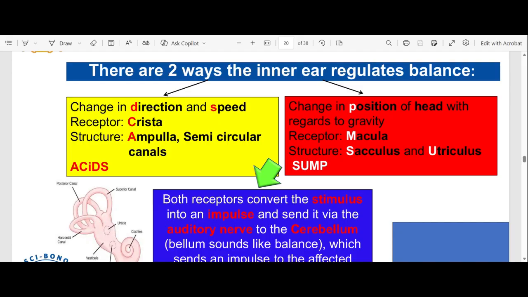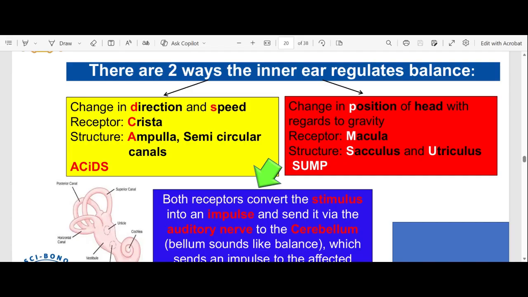Let's look at our A. What happens, right? I like to start at the front. Let's start with the S, right? So when the speed and direction of your head changes, it stimulates the cristae within the ampulla. When you start at the front instead of at the back, it becomes easier for you to know the process. I will repeat again. When the speed and direction of your head changes, it stimulates the cristae within the ampulla.